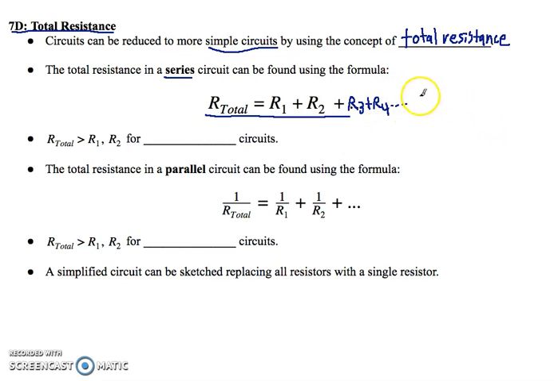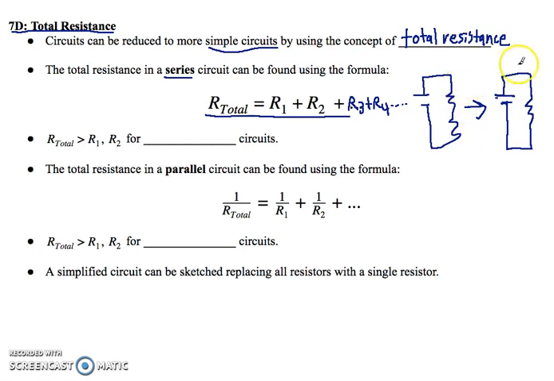So what that means is if you have a circuit, you have multiple resistors in series, like this. What you can do is you can simplify this to basically a simpler and easier circuit. So again, that's the idea with total resistance. You could take a circuit, you break it into a more simple circuit that's mathematically equivalent.